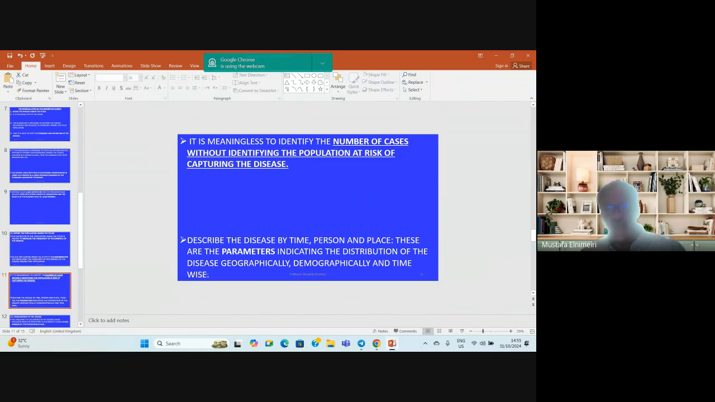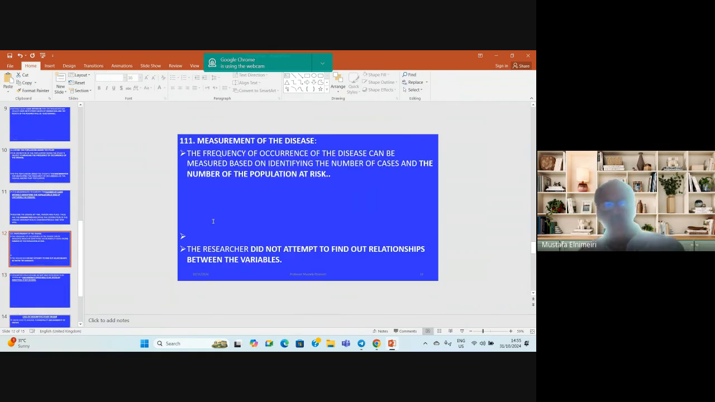Then we need to describe the disease by time, person, and place. And these are the parameters indicating the distribution of the disease among human population geographically, demographically, and time-wise as well. The third step is measurement of the disease, and the frequency of occurrence of the disease can be measured based on identifying the number of cases that are tallying with the standard case definition that we have already specified, and the number of the population at risk.